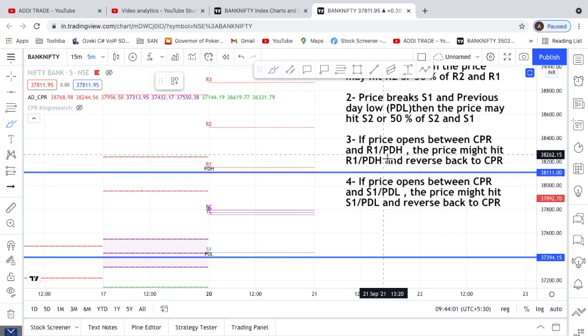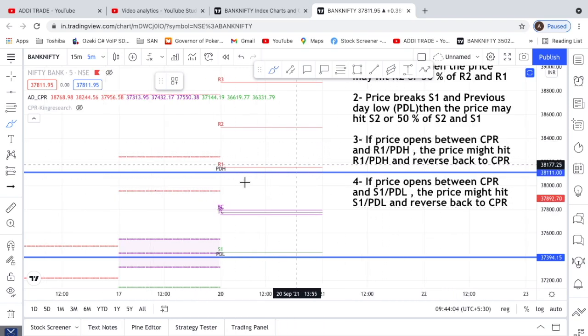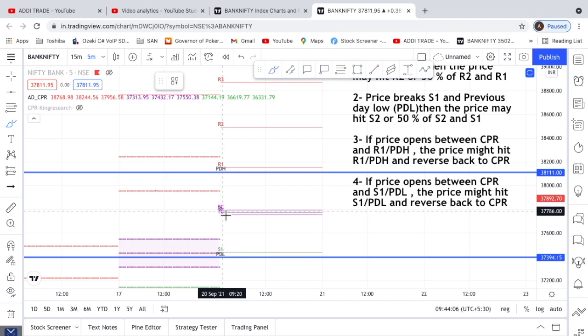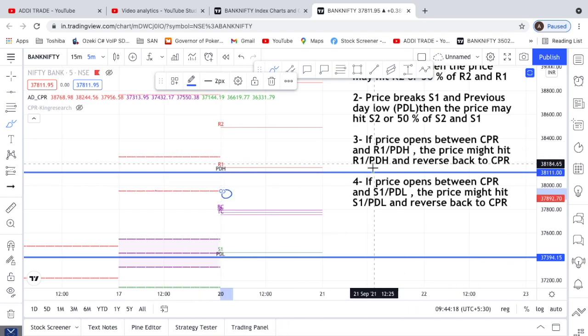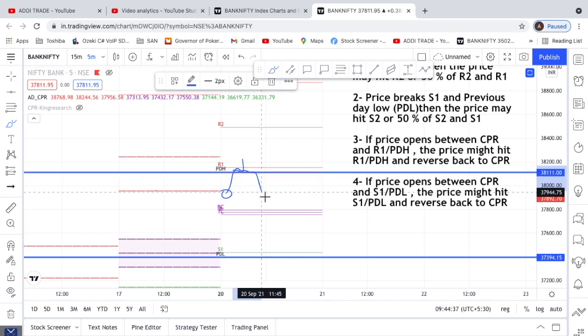Now what this states is, as written, if the price opens between the CPR, this is the CPR range, and R1 or previous day high, say the price opens anywhere in between this range. Assume the price opens here. The price may hit R1 and the previous day high and reverse back to CPR. Now, what is this may hit and reverse back? If we open here, the price may go to previous day high or R1, and if it doesn't take out the upside, the price may hover in this area and start dipping. Once it starts dipping, it will come back to CPR. That's what this means.